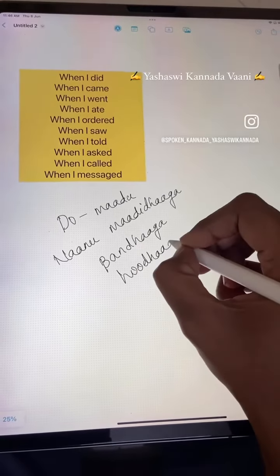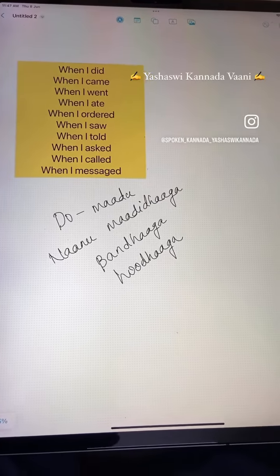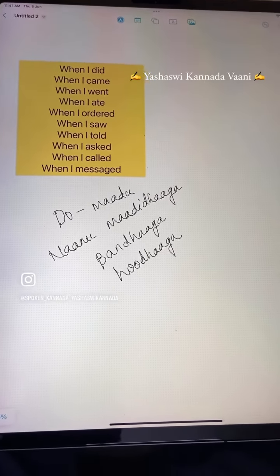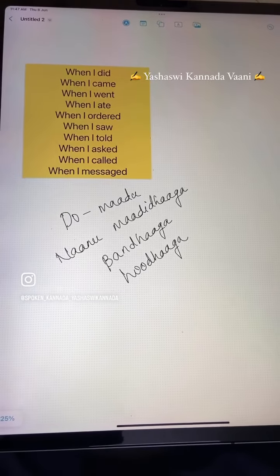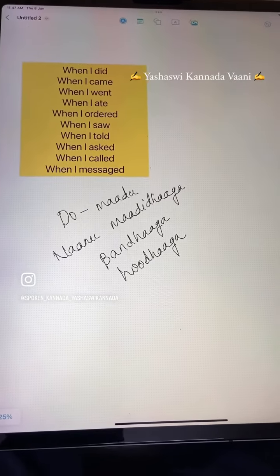So now use different verbs and frame similar kinds of sentences and comment ಮಾಡಿ. If you have a doubt, you can let me know, message ಮಾಡಿ or comment section ಅಲ್ಲಿ mention ಮಾಡಿ. Very important, these sentences have to be extended. You have to extend these sentences.